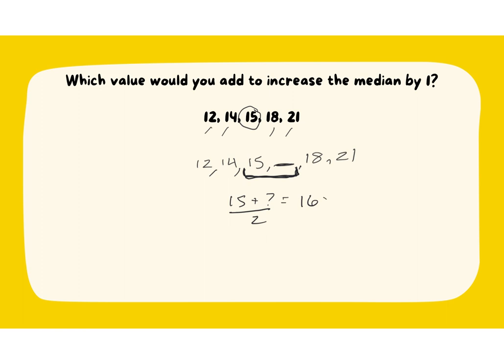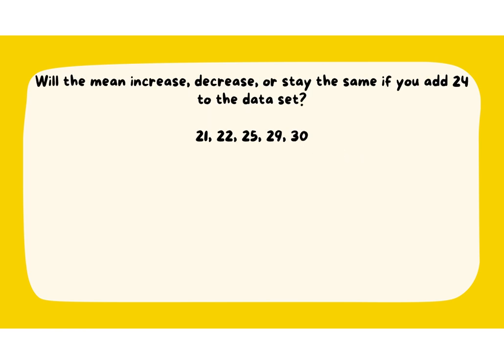So multiplying by 2, I have 15 plus some unknown is equal to 32. And I know 15 plus 17 is 32. So my answer is I would have to add 17 to my data, which would then give me a new median of 16.